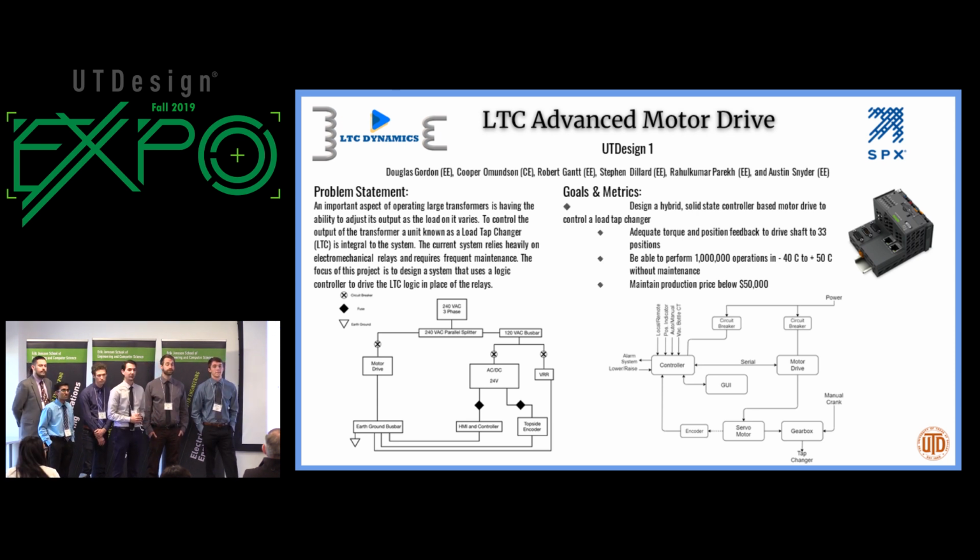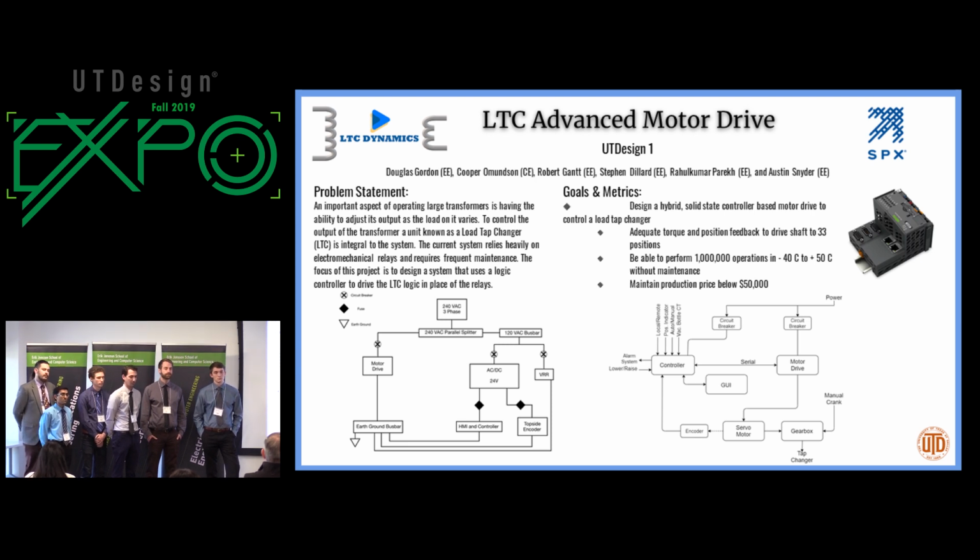I just had a question about your goals and metrics. They don't seem to be objective enough to really easily show that you've met those in the next semester. When you say you'll be able to perform 1 million operations, are you going to be able to test to that level, and what does that mean, perform? That's kind of a loose term in engineering terms. So for performance, it means an actual tap change, so having the 360 rotation of the shaft.